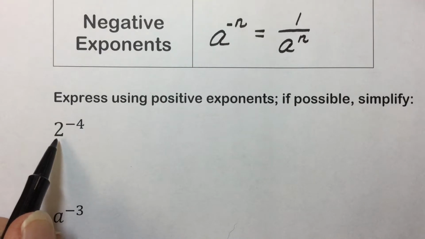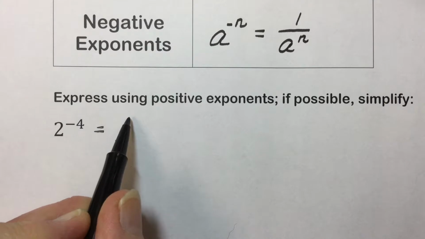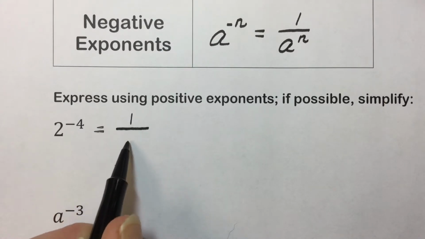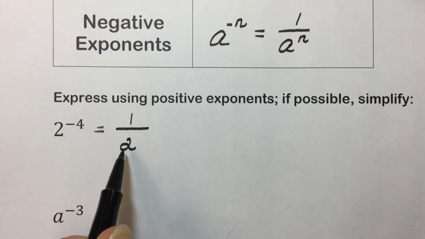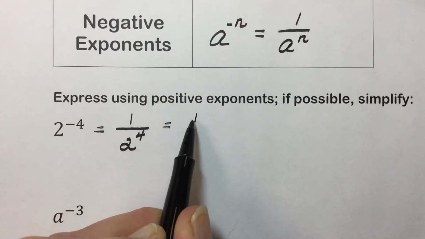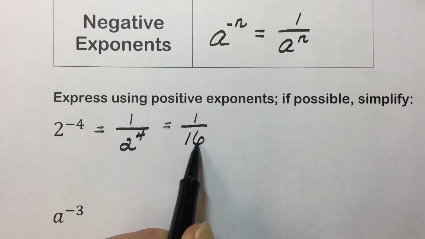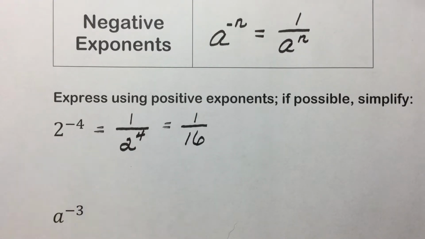So here we have the base 2 to a negative 4 exponential power. To eliminate that negative, we will drop it into the denominator. Same base, 2, now the positive power, and they're asking if we can simplify to do so. 2 to the fourth power is 4 2's multiplied together. 2 times 2 is 4, times 2 is 8. 8 times 2 is 16. So 2 to the negative fourth is equivalent to 1/16.